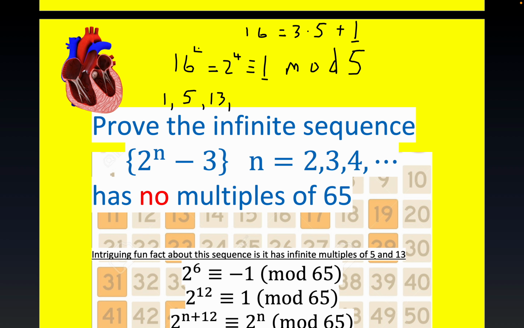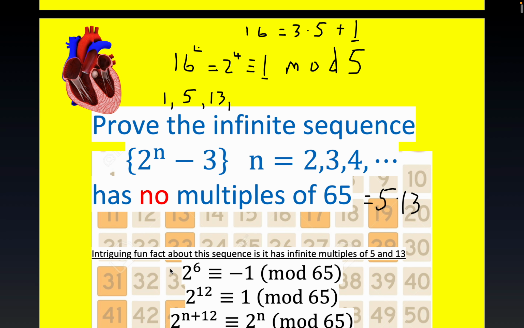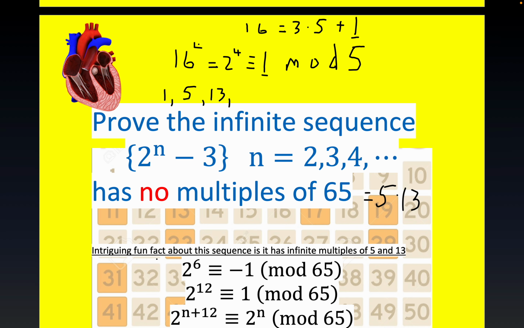Now, why is that interesting? Well, 5 times 13 is 65, right? Even though this fact, which is not a hard proof really, has an infinite number of multiples of 5 separately and 13 separately, it has not a single multiple of 65. So let's get busy showing why that's not true.